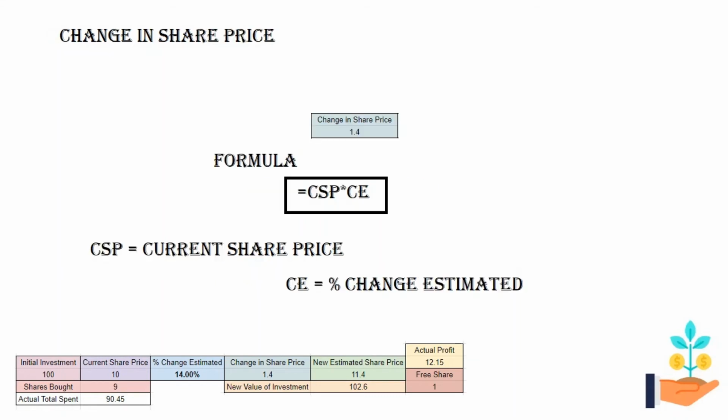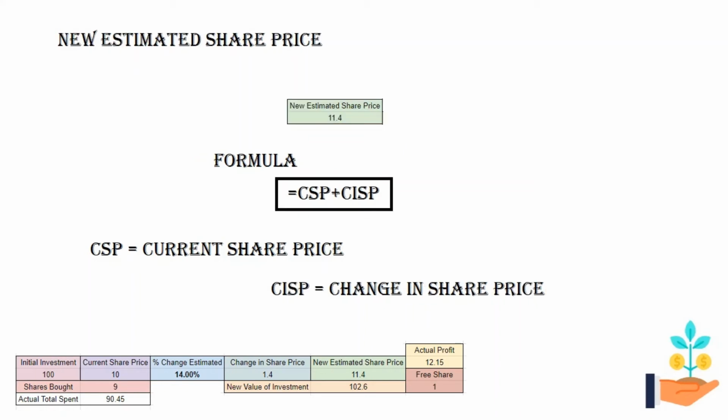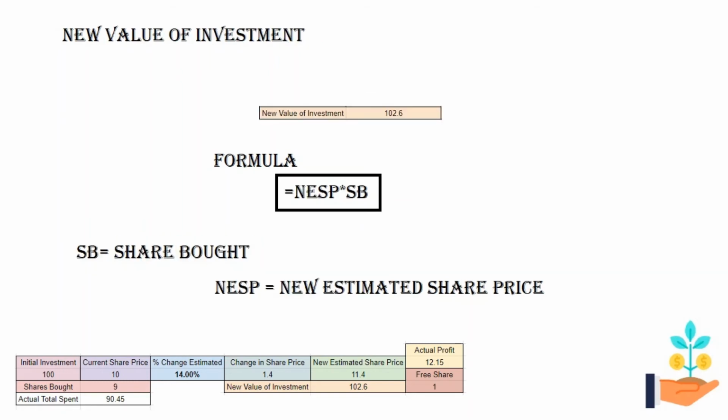Okay, and so moving on, we need to work out the change in share price, and basically this is just the current share price times by the estimated change, the two values that you've put in. And then the new estimated share price is basically adding the change in share price to the original share price. And this is an important value because this is the end goal where we need to be in order for us to sell our shares to receive our one free share.